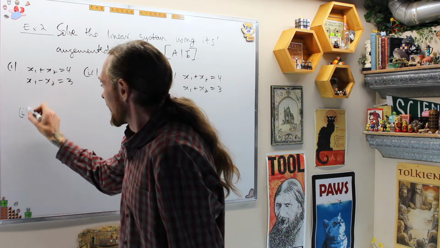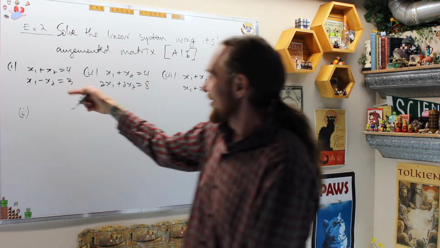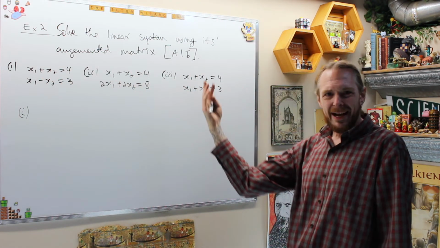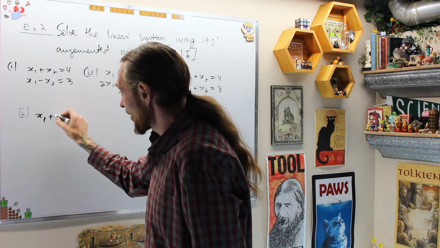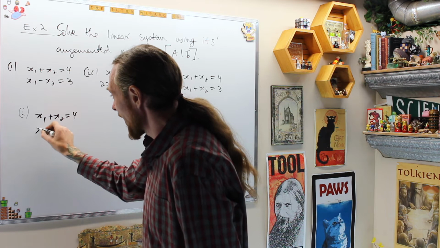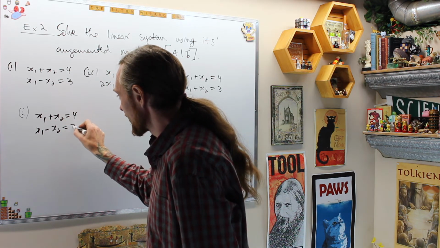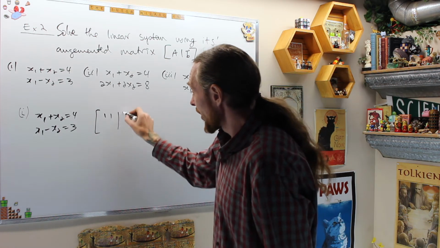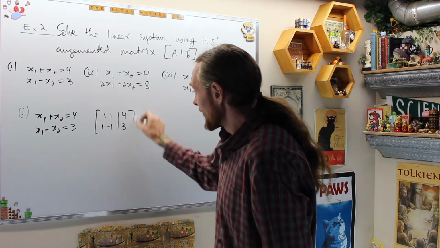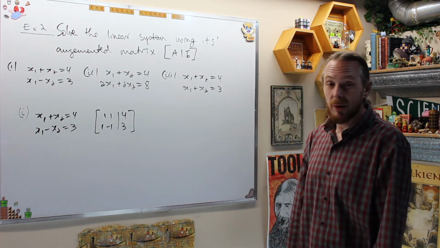System 1. Immediately, what do I have? I have the system, and you can see I put it in a different avatar, x1 and x2 instead of x and y. It doesn't matter to me. Hopefully it won't matter to you. So I have x1 plus x2 equals 4, and x1 minus x2 equals 3. I immediately augment the matrix. That gives me 1, 1, 4, 1, minus 1, 3, which we just saw. Now what do I do with that?